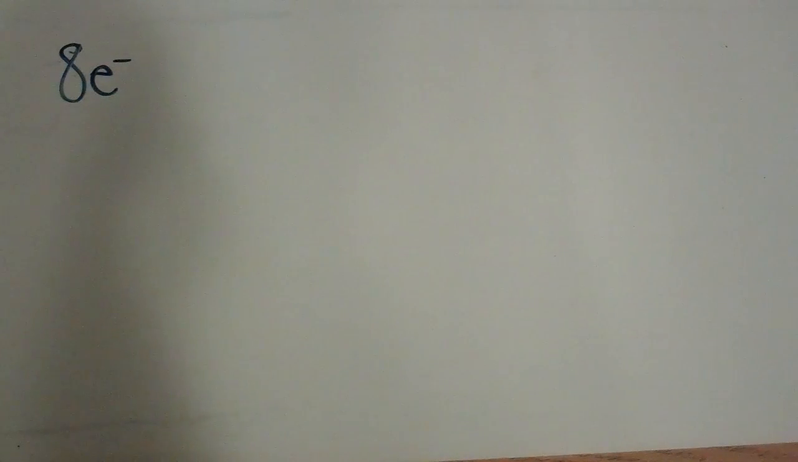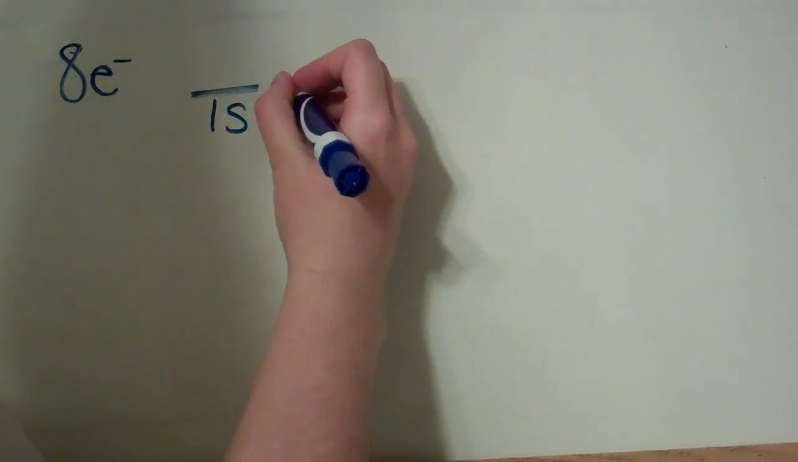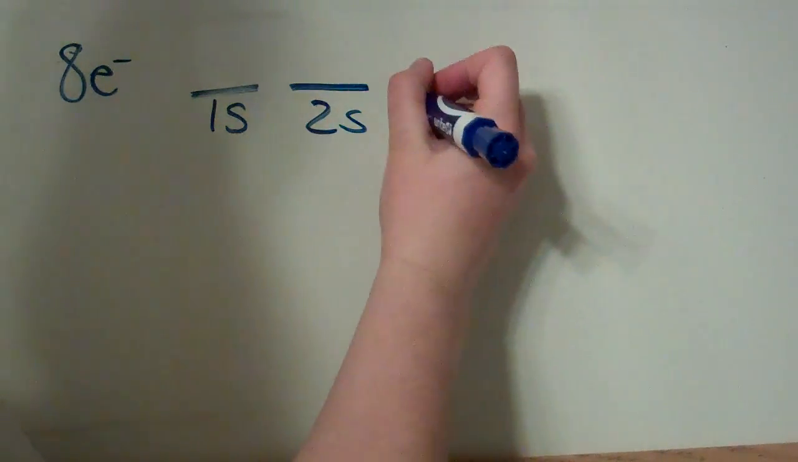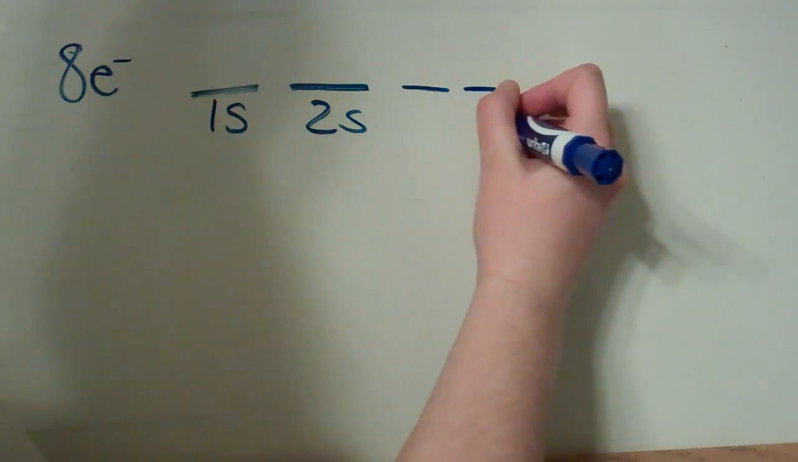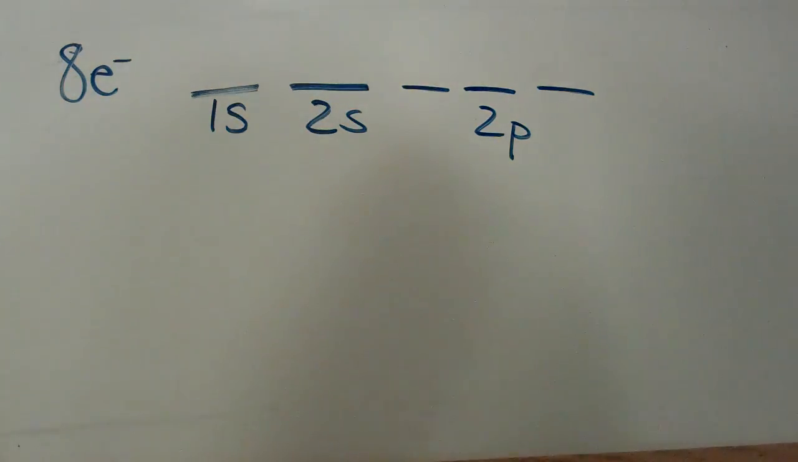Alright, so the next thing we want to do is lay out those boxes just like we saw in the PowerPoint, where we've got 1s, then 2s, then 2p. You can use either lines or boxes, but this is the orbital diagram regardless. Now we just fill in our electrons.